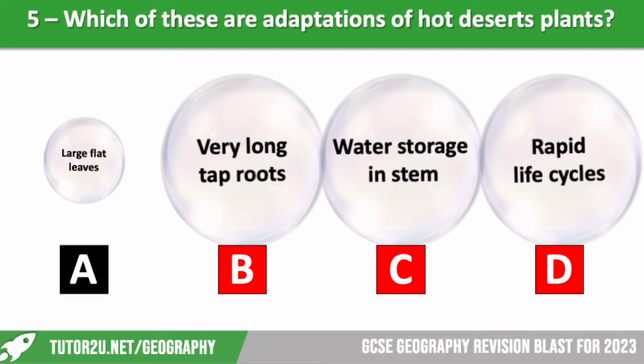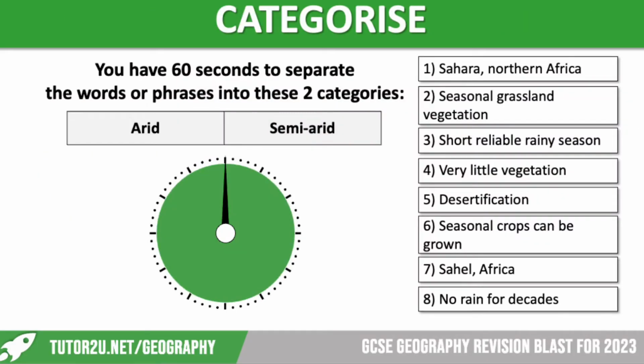Okay, let's move on to our next activity. So we're going to have a look at this categorised activity this time. So we have got 8 phrases, sentences, statements, whatever you like, and they are going to be categorised into arid or semi-arid. Okay, I'm going to set you off with 1 minute to try and pop these into the right column. Again, you might want a pen and paper at the ready.